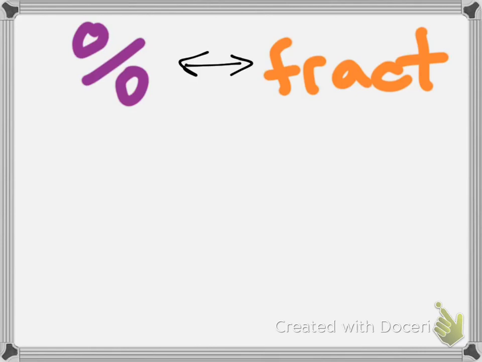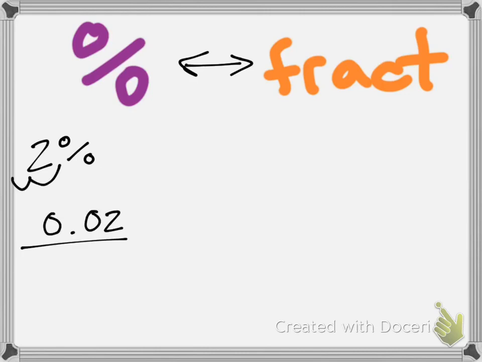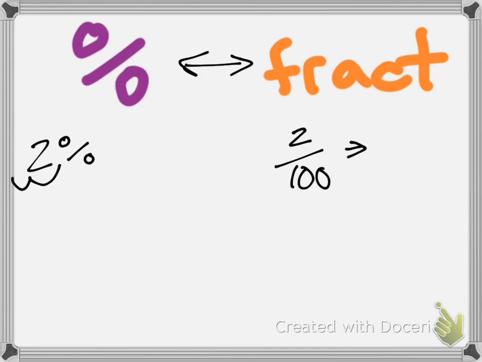Now, from a percent to a fraction. First, we make it into a decimal. So if I had 2%, I make it into my decimal, 0.02. Or, if it was a fraction, 2% is going to be 2 over 100 as our fraction, which we can simplify. They're both even, so it's 1 over 50. That's how we did it.